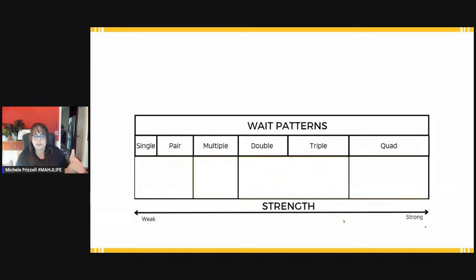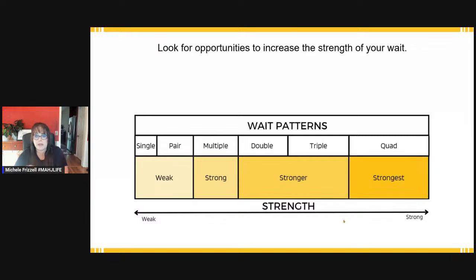So when you look at these weight patterns from left to right, single, pair, multiple, double, triple, quad, we have the weak side and a strong side. Single weight would be weak, and then a quad weight would be the strongest. So the single and pair weight are both weak. A multiple weight is a little stronger, and then the double, triple are stronger than the multiple. And then of course we have the strongest weight, which is the quad weight.